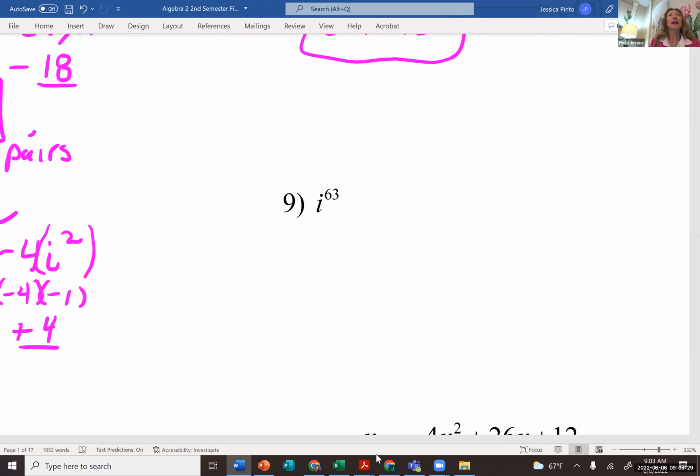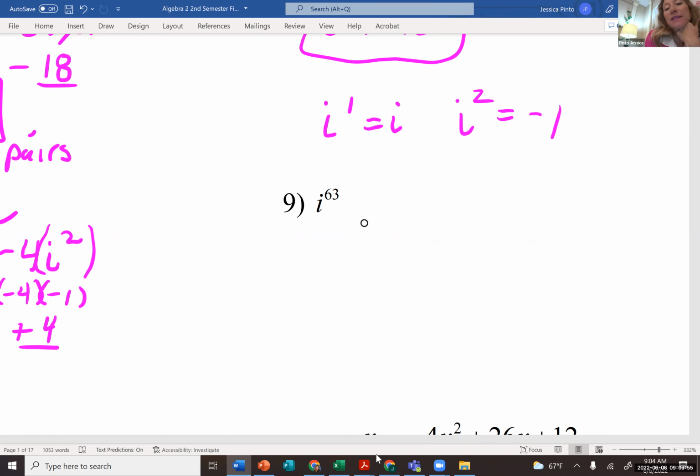Okay, 9 is i to the 63rd power. So this is just a single imaginary number that we want to reduce to either i, which comes from i to the first power, which we would just write as i. We recall that i to the second power is equal to negative 1. And these are the two that you need to know. If you know these two, you can figure out every subsequent value for i.